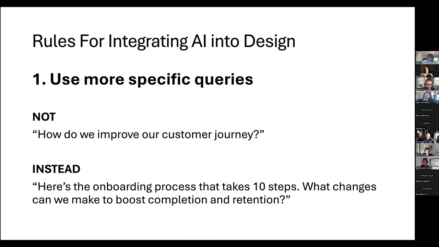All right. So here are the five rules for integrating AI into design. We're going to have to use it. People are going to ask us to use it. And here's a way to do it so that you get good results. First one here, specific queries. Not, as it says here, how do we improve our customer journey? Get more specific with it. Like it says here, we've got an onboarding process. It's 10 steps. What changes do we have to make to boost completion and retention? The more specific we can get with the AI, the better the responses are going to be. And we'll get into some other nuances here to deal with those responses.